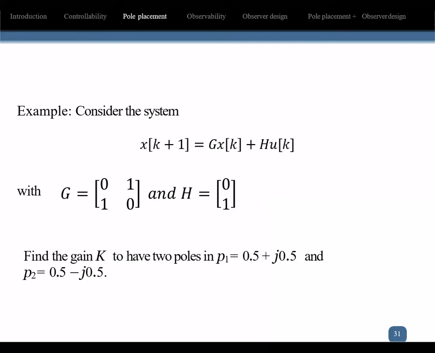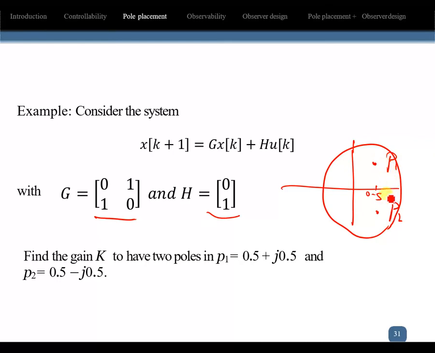Okay, now we give one example. Consider that you have this system, G is equal to here and H equal to here. Find the gain K to have the two poles, one of them 0.5 plus j0.5, and the other one here. These are the two poles I want, and I find K.